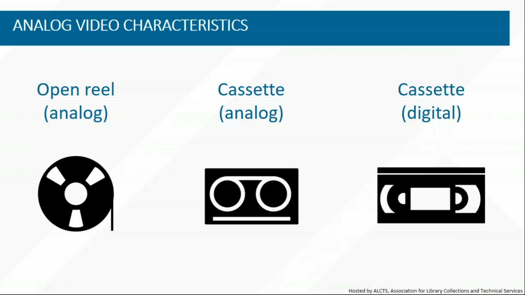And there are different types of video. You have open reel analog tapes, you have cassette tapes in the analog realm, and then you have cassette tapes in the digital realm. I would say an example would be Digibeta or DV tape, where it's actual physical tape that carries that binary 0 and 1 information that we spoke about earlier.